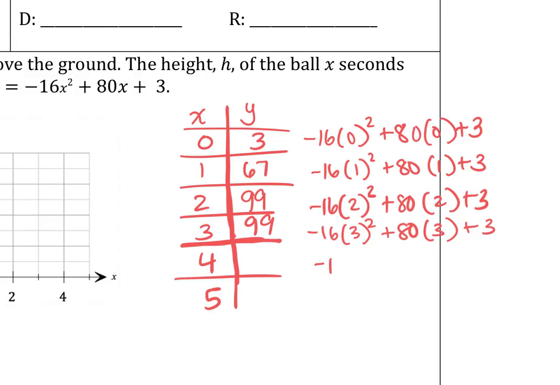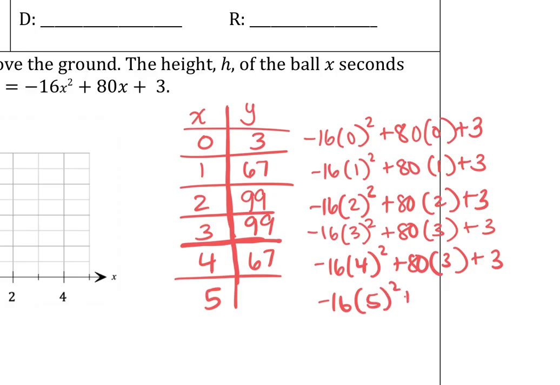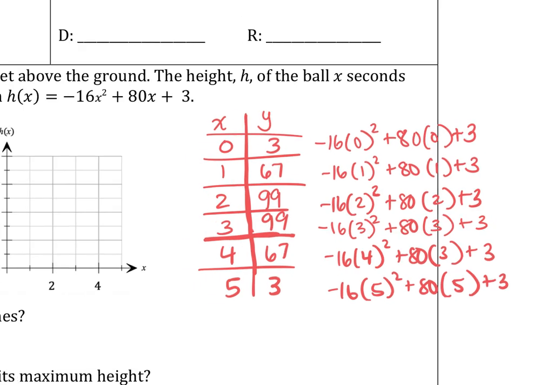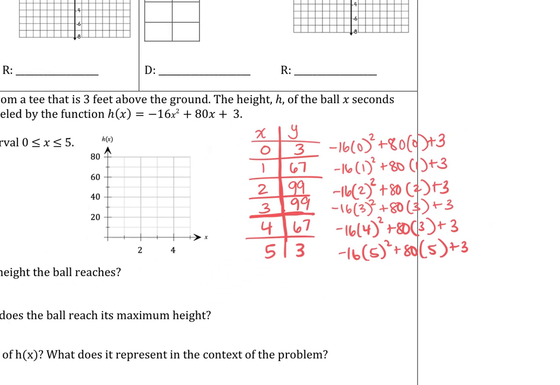So if you plug in 4, what do you think we should get? 67. And you can check it, but you will, because again, of those mirror images. And then the last one, if we plugged in 5, what do you think we're getting? 3. Very good. Nice.